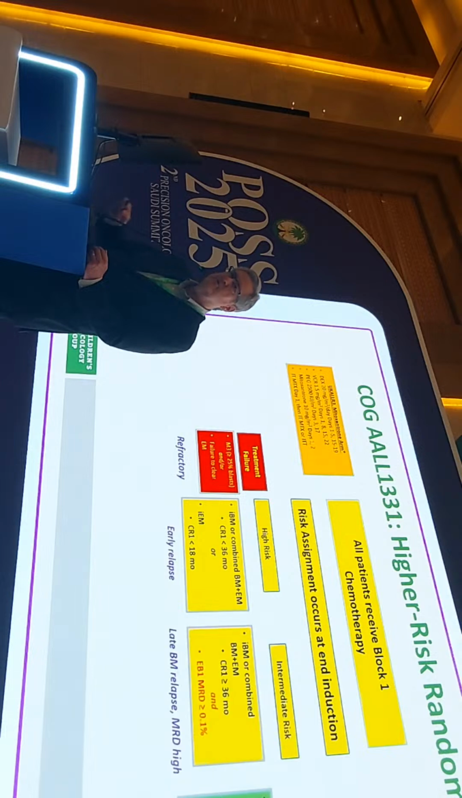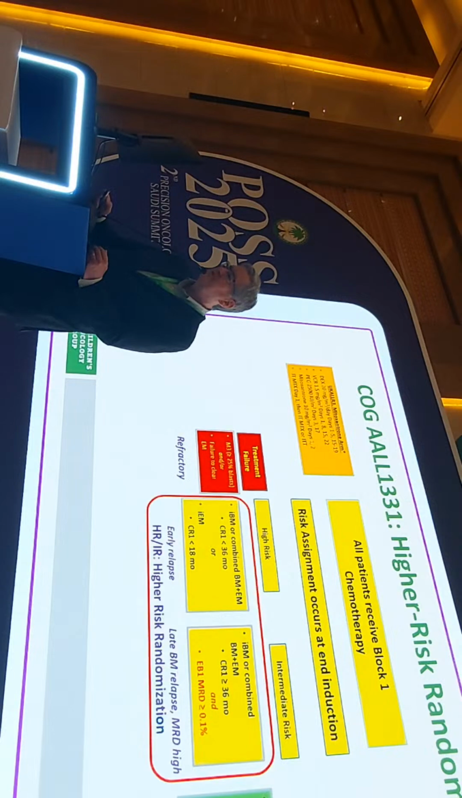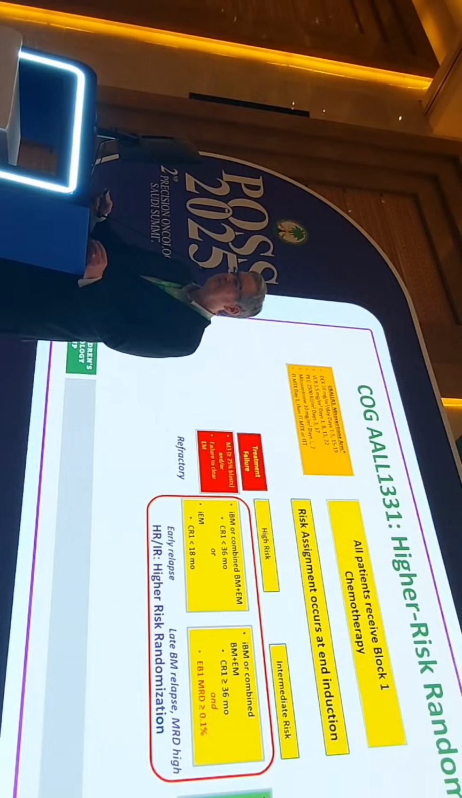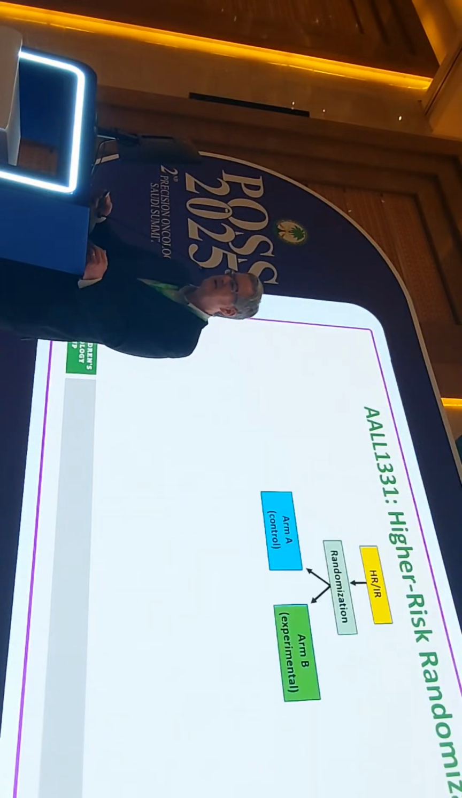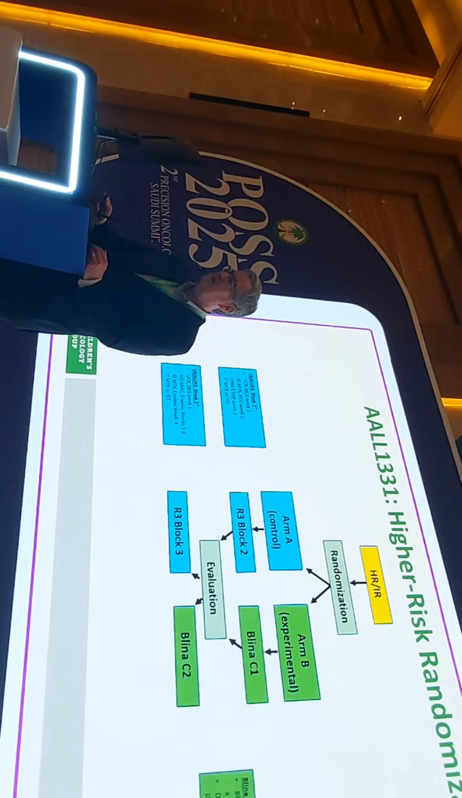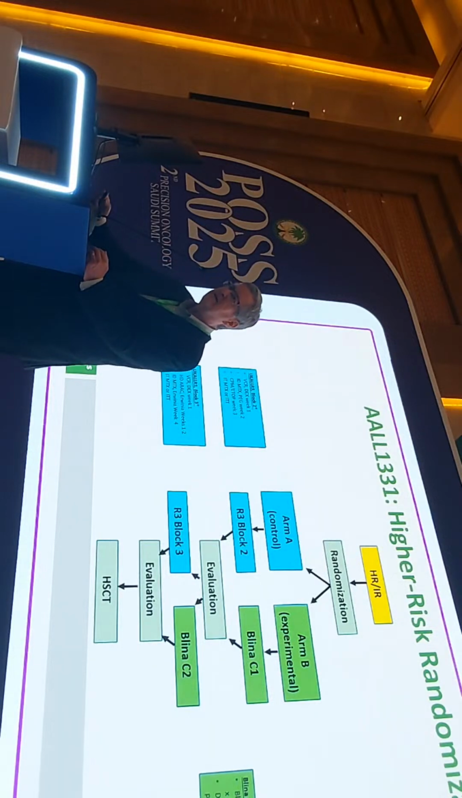And the intermediate risk were the late relapse patients who were MRD greater than 0.1% at the end of the first month of therapy. The high risk and intermediate risk together participated in a higher risk randomization. This depicts that randomization. Again, patients all received 1 month of chemotherapy, and then were randomized. Arm A, the control arm, received 2 cycles of chemotherapy based on the UKALL R3 regimen again. And Arm B, the experimental arm, received 2 28-day cycles of blinatumomab. The goal then was for all patients to go to hematopoietic stem cell transplant.